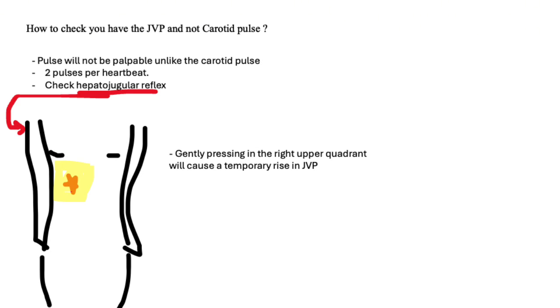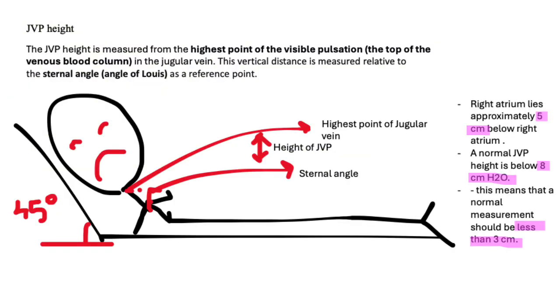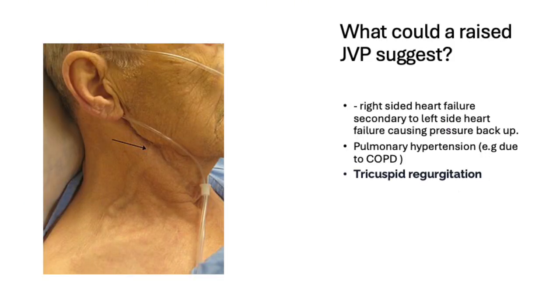You can also use the hepatojugular reflux. Gently pressing on the right upper abdomen should cause a temporary rise in the JVP. A normal JVP is less than 3 centimeters above the sternal angle, which corresponds to a total height of less than 8 centimeters of water, since the right atrium lies about 5 centimeters below the sternal angle. A raised JVP can indicate right-sided heart failure, pulmonary hypertension such as from COPD, or tricuspid regurgitation.